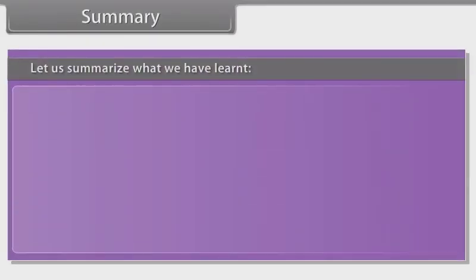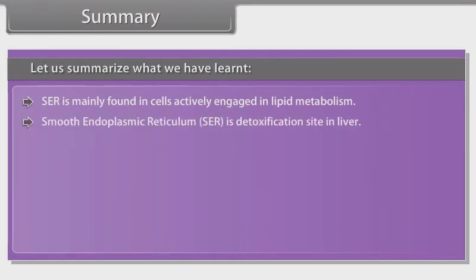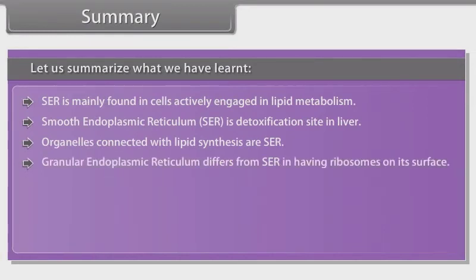Summary. Let us summarize what we have learned. SER is mainly found in cells actively engaged in lipid metabolism. The smooth endoplasmic reticulum, SER, is the detoxification site in liver. Organelles connected with lipid synthesis are SER. Granular endoplasmic reticulum differs from SER in having ribosomes on its surface.